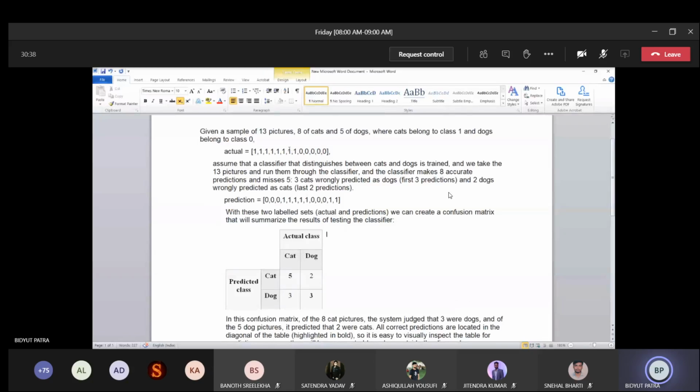Given a sample of 13 pictures, 8 of cats and 5 of dogs, where cats belong to class 1 and dogs belong to class 0. So there are 13 samples, 8 belong to class 1 and the rest to class 0. This is the actual class label. Assume that a classifier that distinguishes between cats and dogs is trained, and we run the 13 pictures through the classifier, and the classifier makes 8 accurate predictions and misses 5: 3 cats wrongly predicted as dogs, and 2 dogs wrongly predicted as cats.